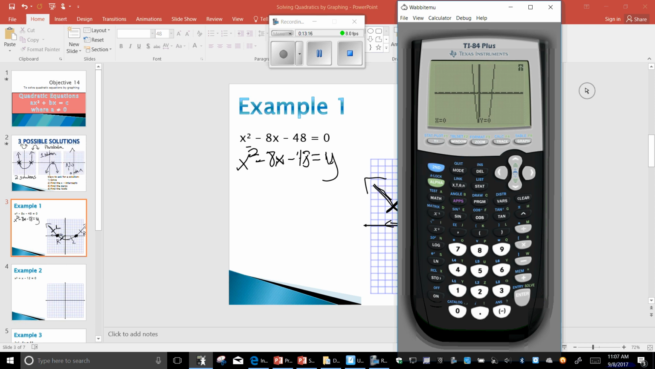So I'm going to hit second, the blue button, and then I'm going to go up to trace, which is right beside of the graph button. And I'm actually hitting second, and then the blue is calc. Second calc. Okay. Then I'm going to go down to 0. What's a 0? Where it crosses the x-axis. So second calc, choice number 2, 0.